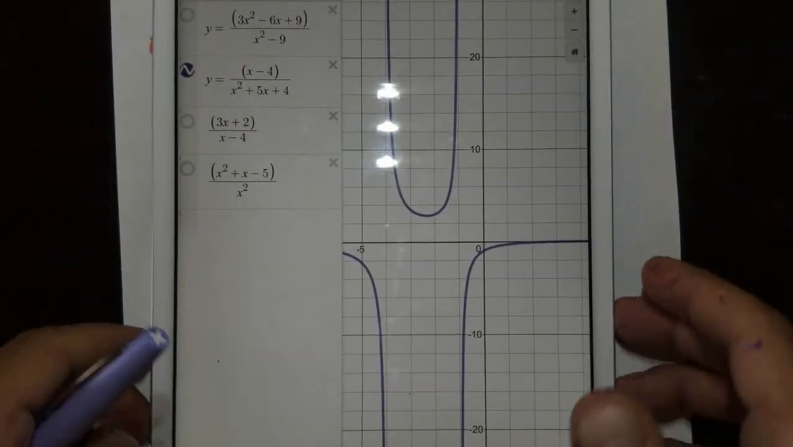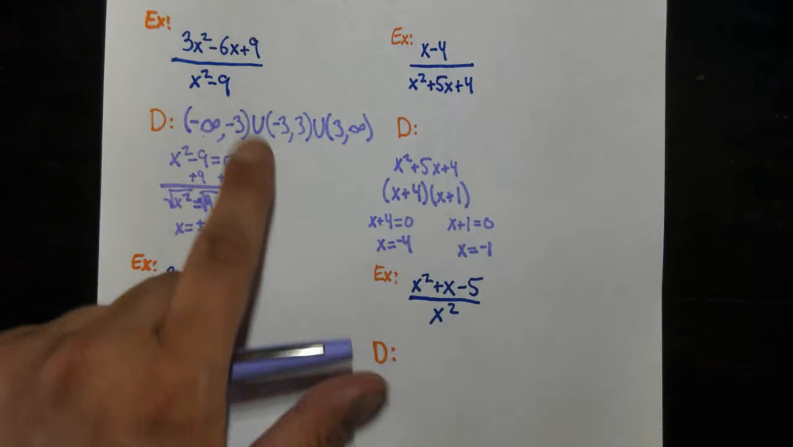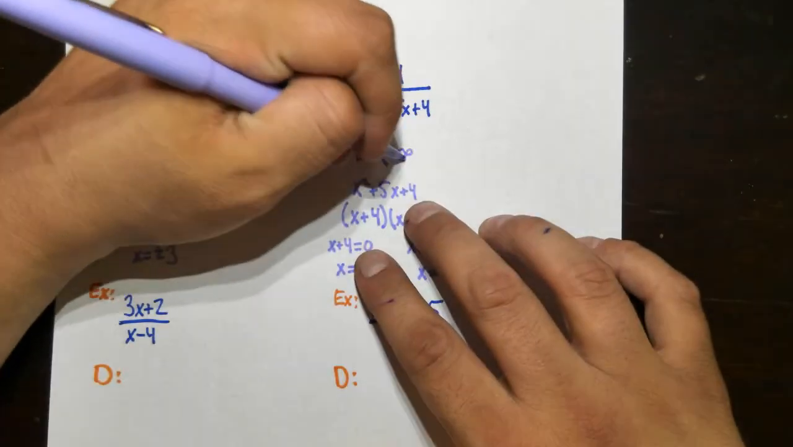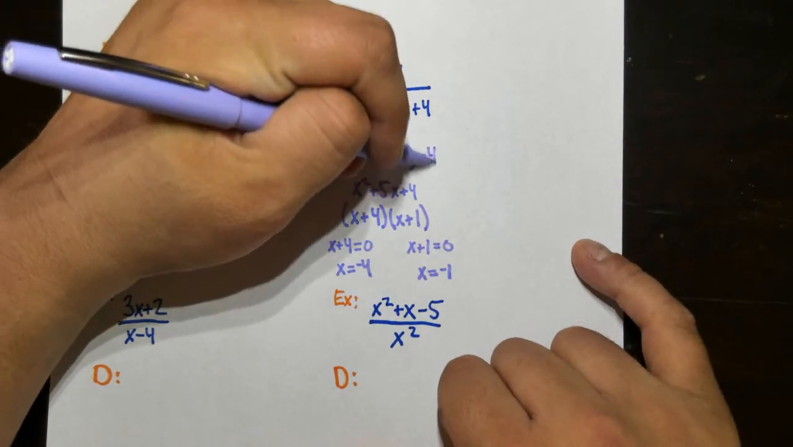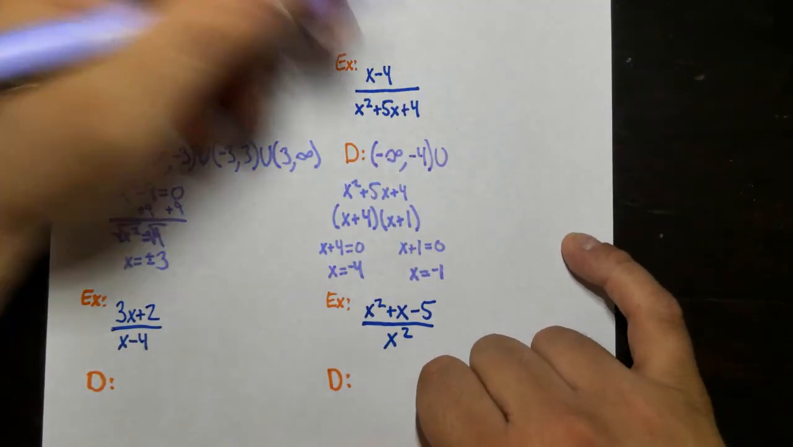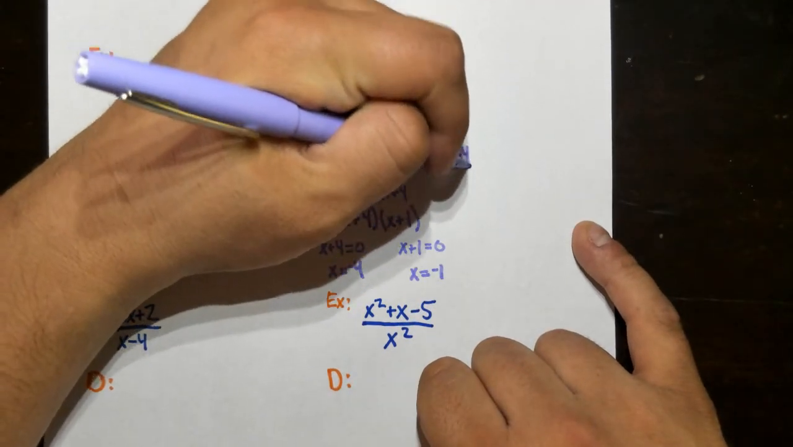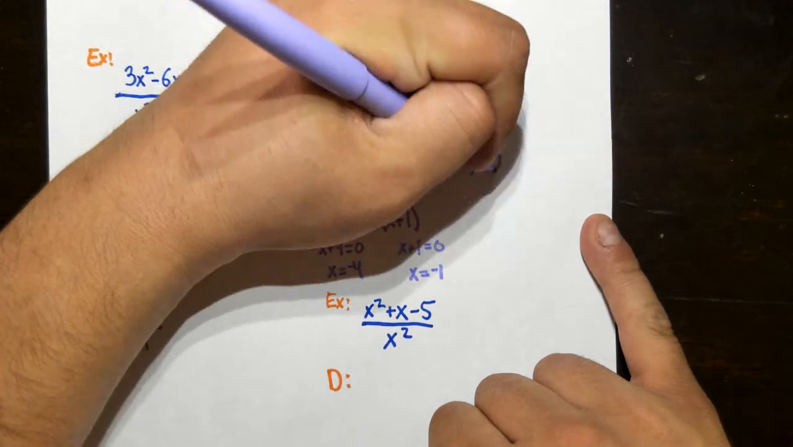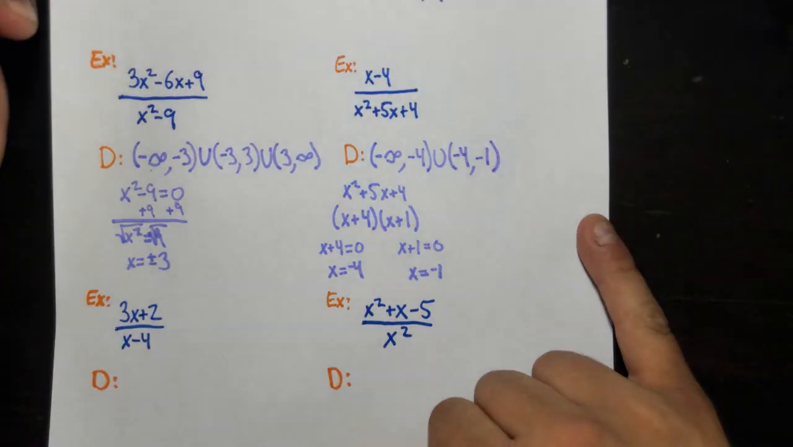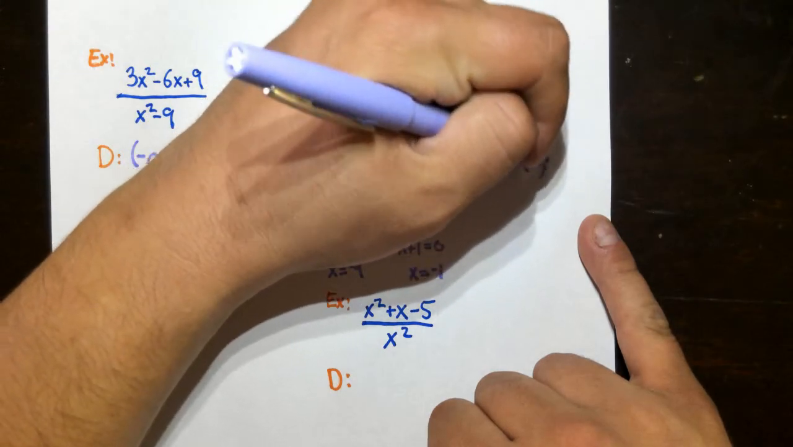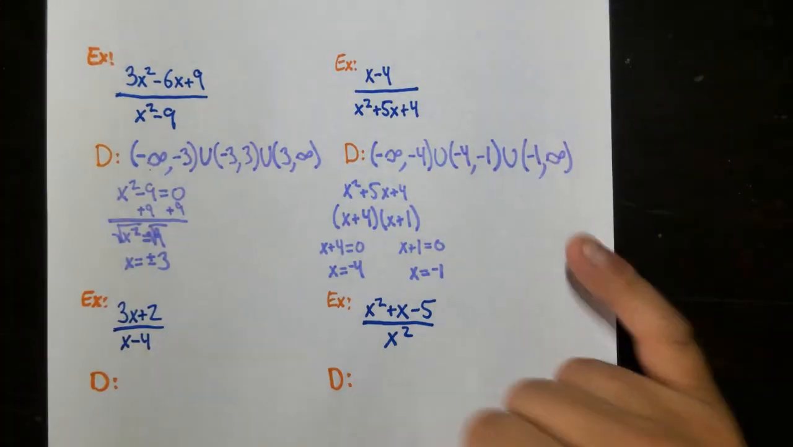So, just like we did with this one, this function is going to exist from negative infinity to negative 4. And then union, it doesn't exist at negative 4, but it exists from negative 4, or infinitely close to negative 4, to negative 1, but it doesn't exist at negative 1, union. And then it goes from negative 1 to positive infinity, just like that.